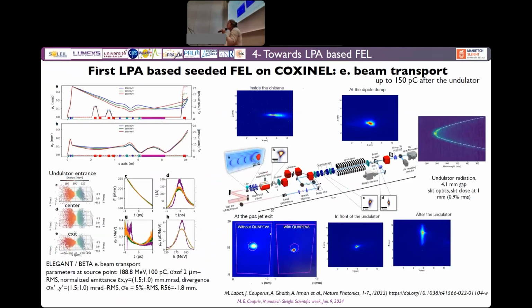So then we could do the transport very rapidly. So we are starting with a smaller divergence. So we have a nice spot without the quadrupoles, and then we focus. So we have a smaller spot and proper control in the chicane and at the dipole dump. So here we have the undulator radiation.